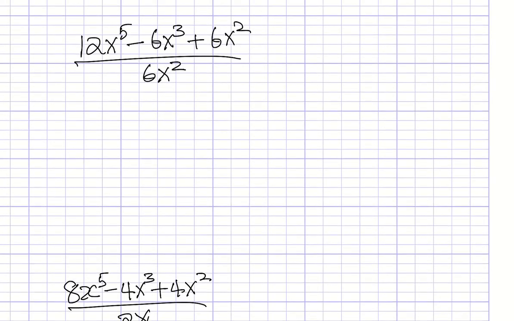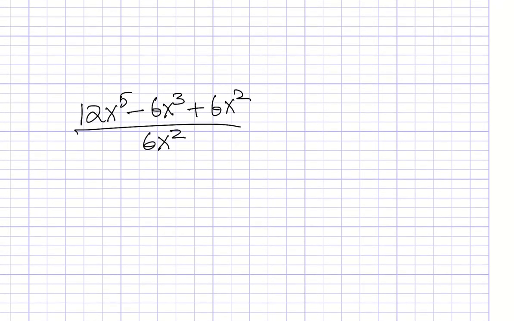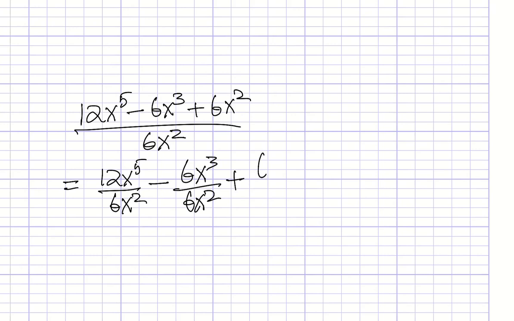Okay, let's go to the next one. We're done with that one. We'll deal with this one. What is this? We'll proceed the same way. 12x raised to the power 5 divided by 6x raised to the power 2, negative 6x^3 over 6x^2, plus 6x^2 over 6x^2. You see that, right? You break it apart like that.